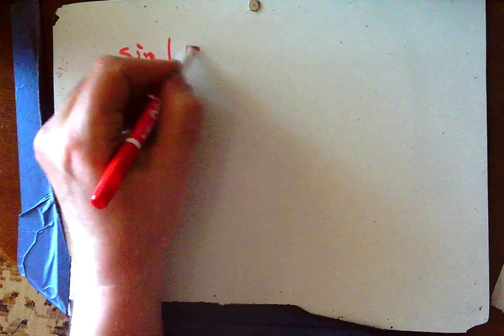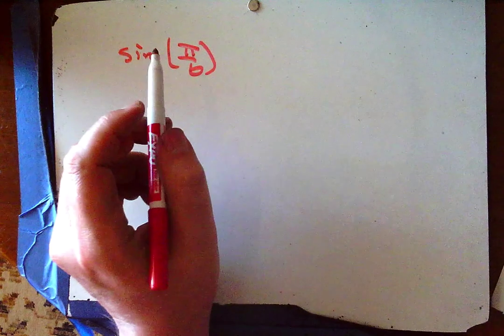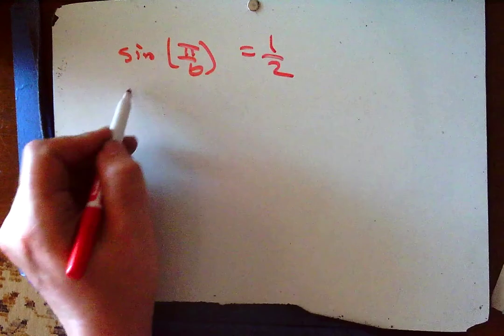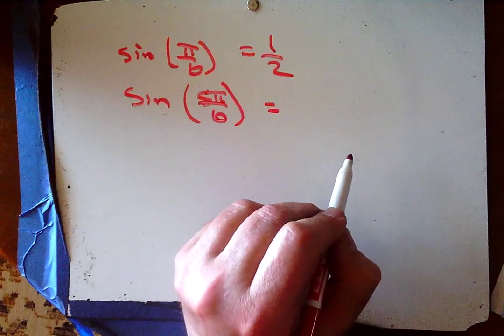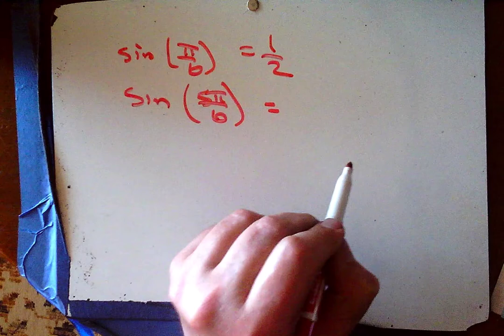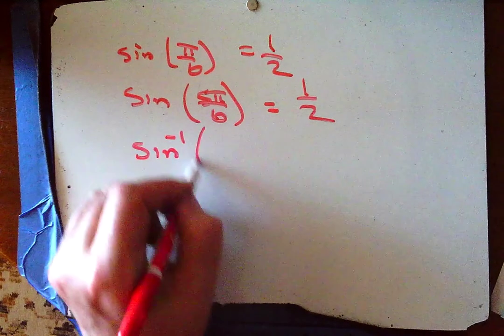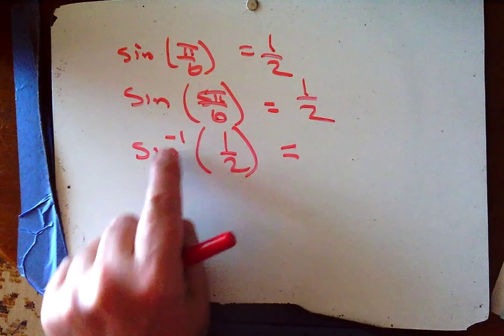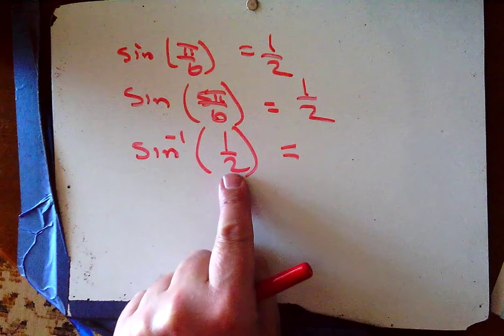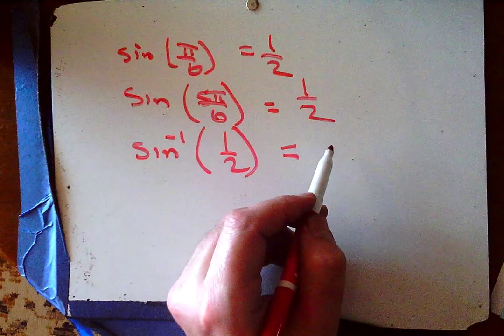Here's the next one. Sine of pi over 6. 5, 4, 3, 2, 1. Sine of 5 pi over 6. 5, 4, 3, 2, 1. Now, inverse sine of 1/2. Remember, we read this as what angle has an upness of 1/2. 5, 4, 3, 2, 1.